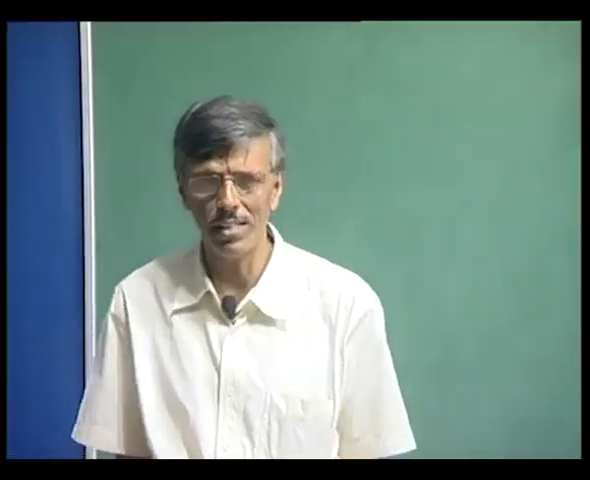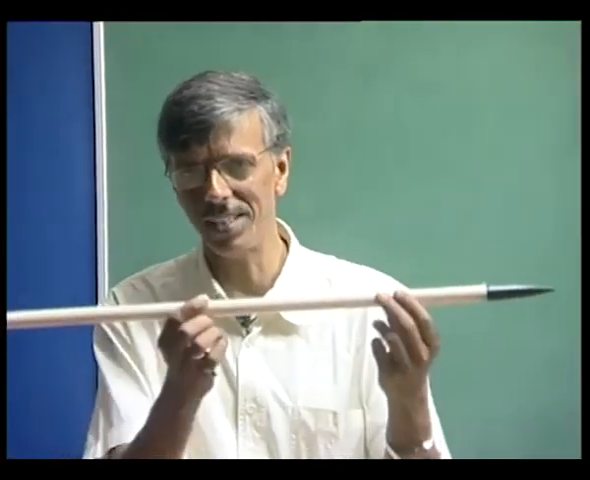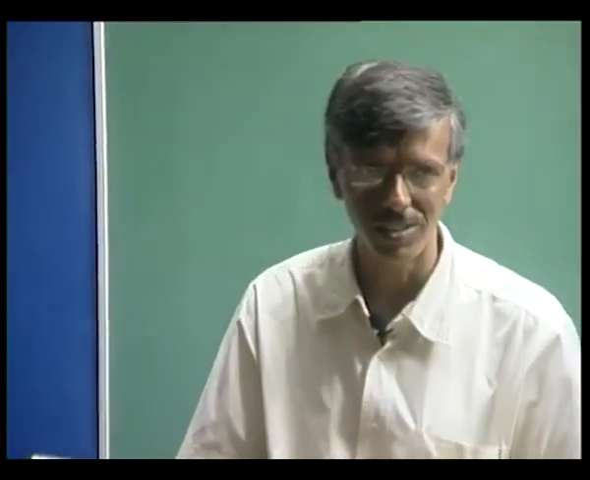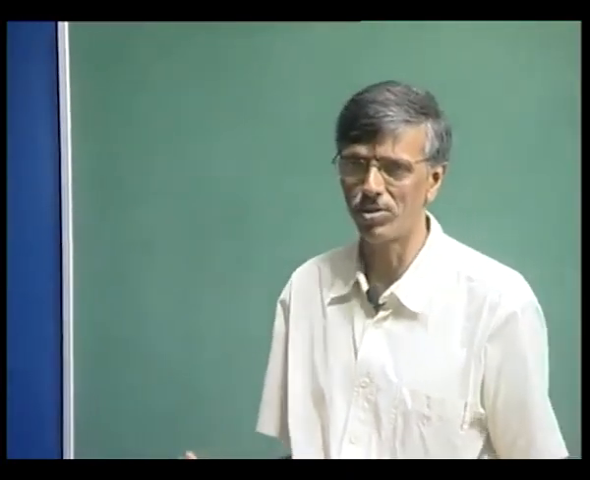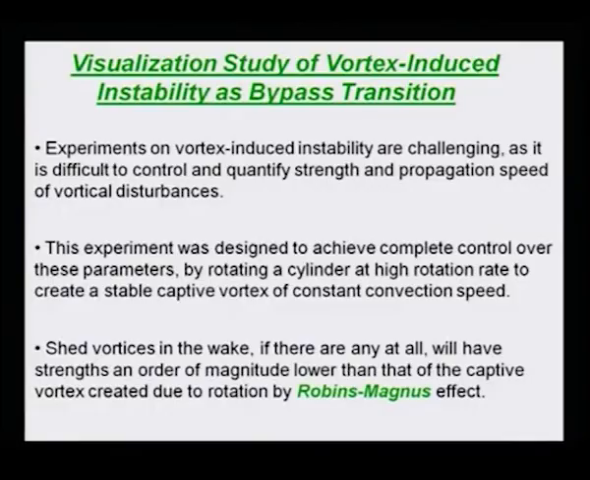Now, you might say that you've taken a cylinder, and the cylinder sheds vortices that may not be common vortices. What happens to that? I will give you some reference as we go along.